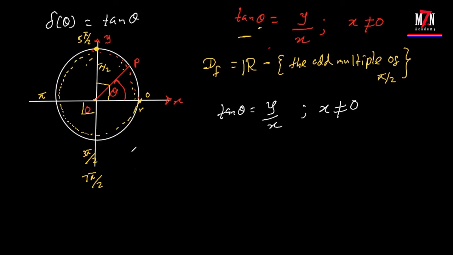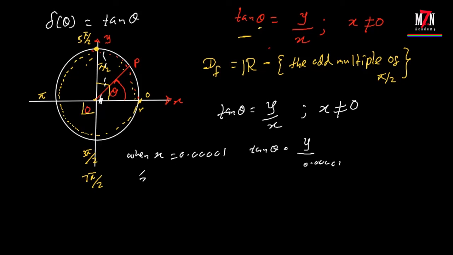How? Like when x equals 0.00001, y can have any value. Like at this point, y can have a big value which is very close to r, the radius of the circle, right? So then you can have a very huge value for tan theta, because then tan theta equals y divided by 0.0001. So that will be a huge value, right?